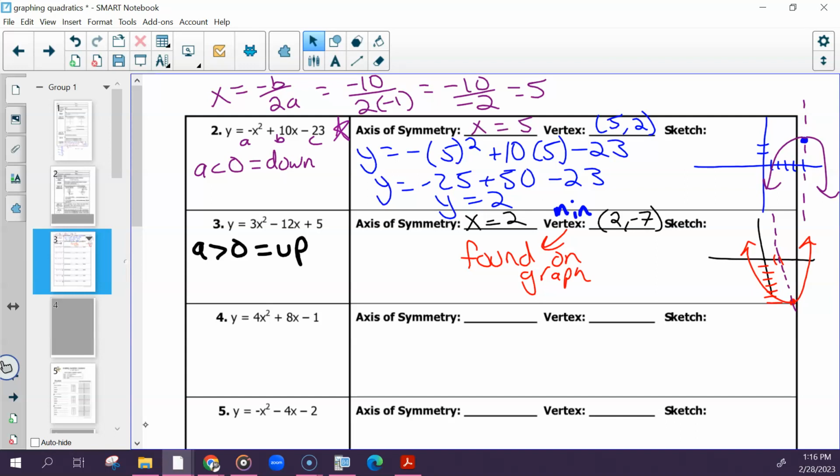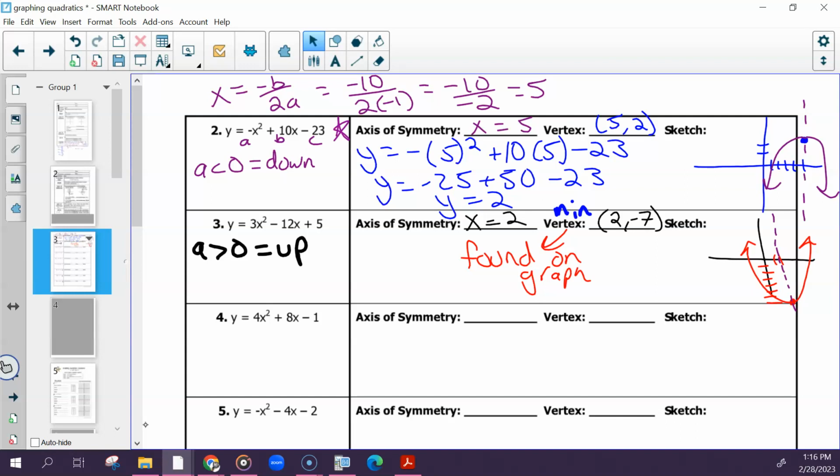Questions so far before we do another one? Questions? Into the y equals. You were supposed to reset your calculator. That's why. But just type it in.